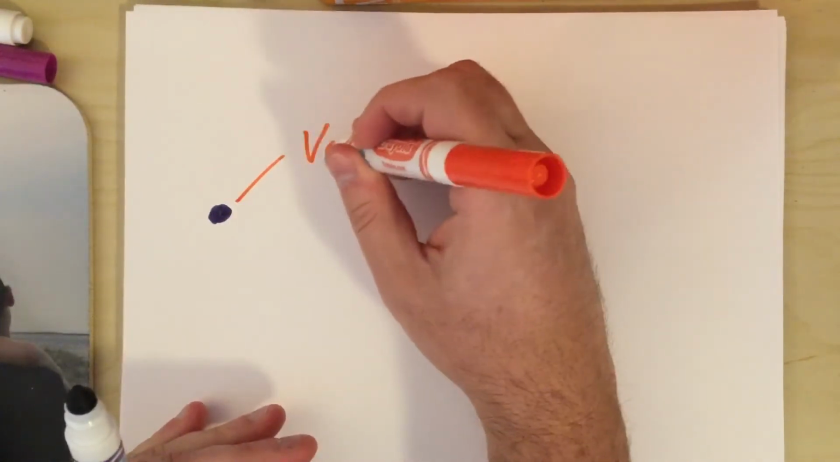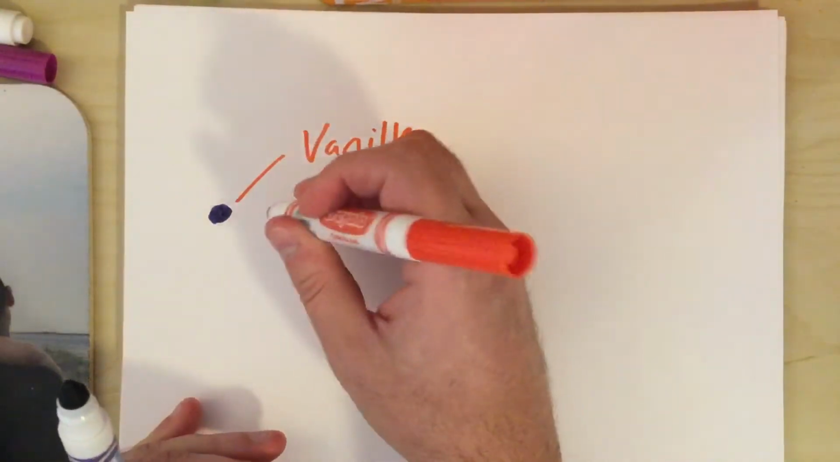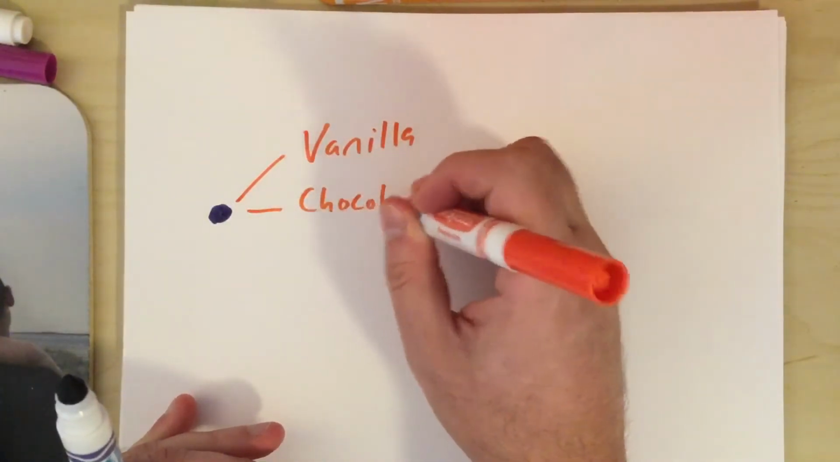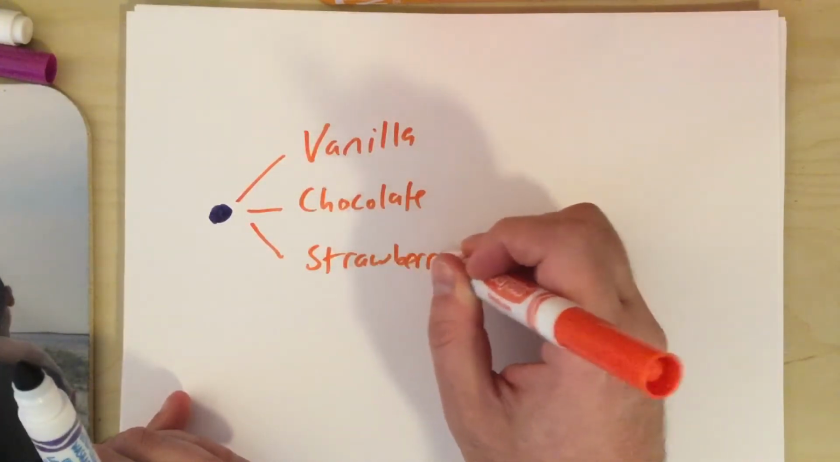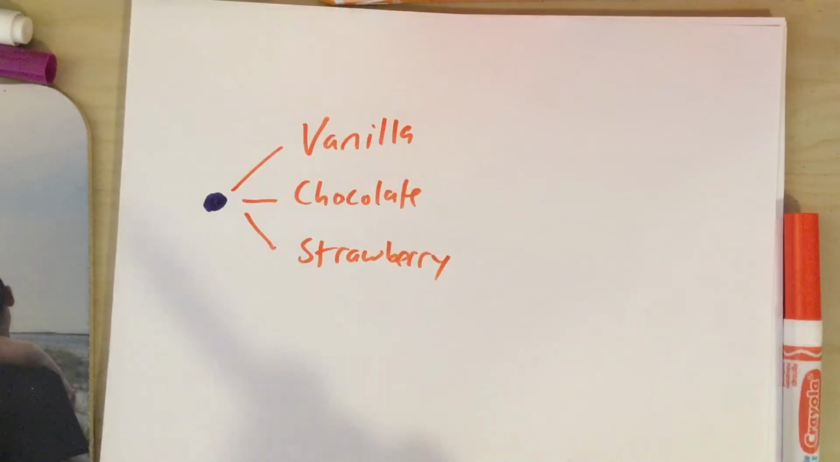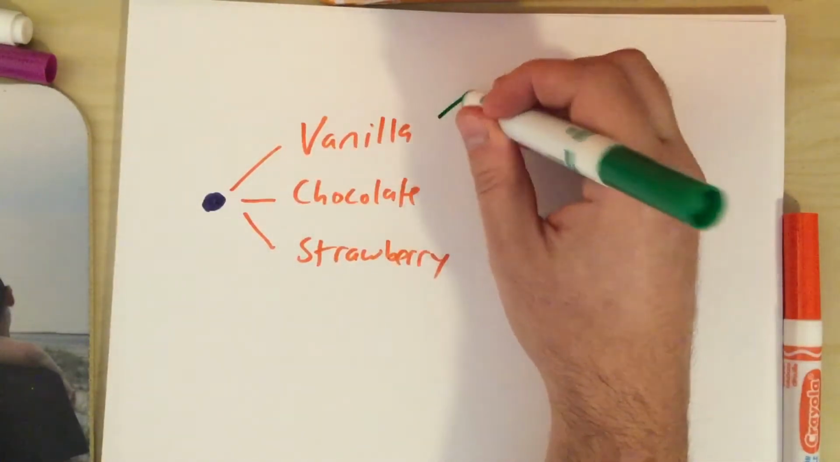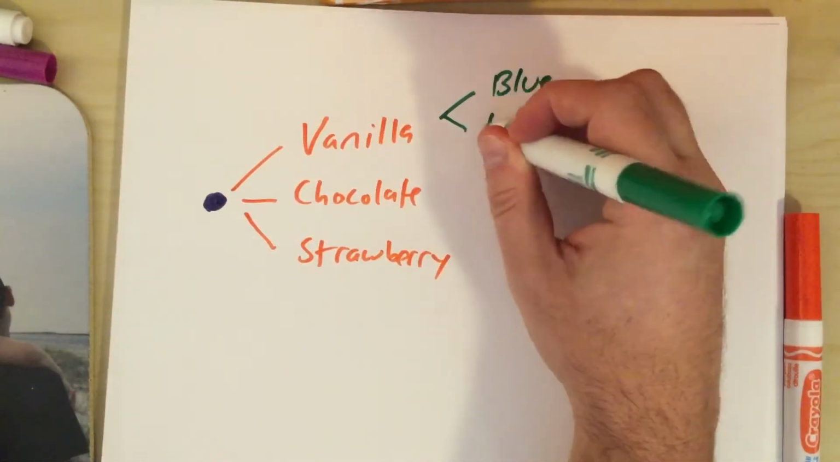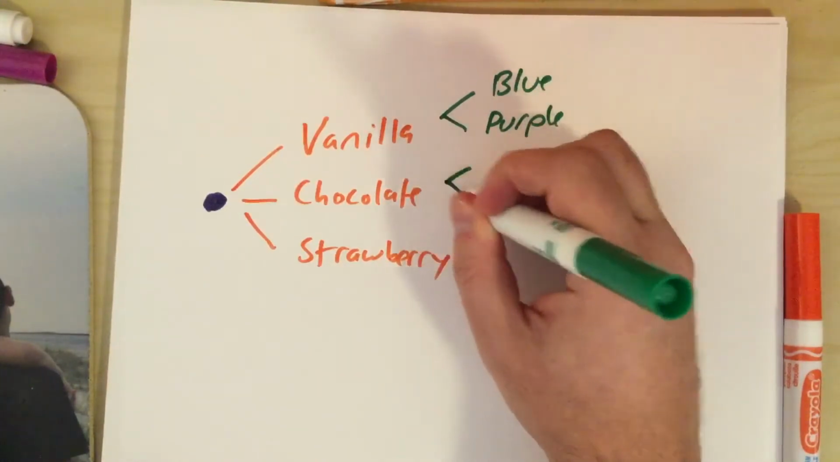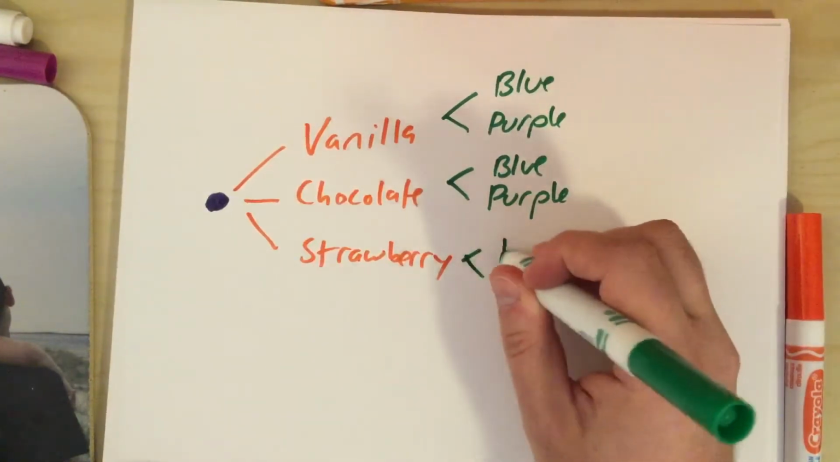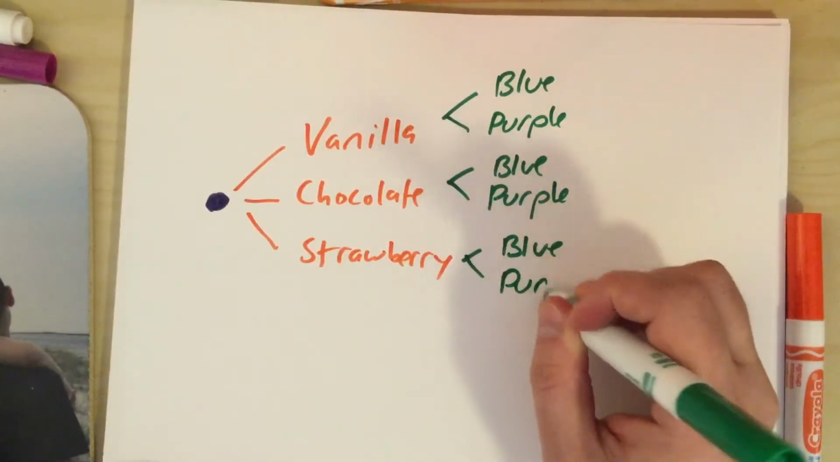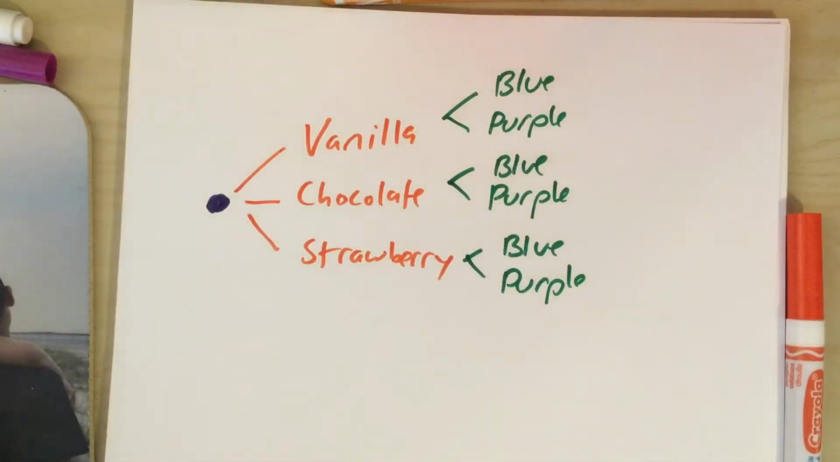So our choices are vanilla or chocolate or strawberry. Then we are going to have the choices of frostings, and the frosting could be blue or purple. So it could be blue or purple, blue or purple, and it could be blue or purple. And that's the entire tree diagram.